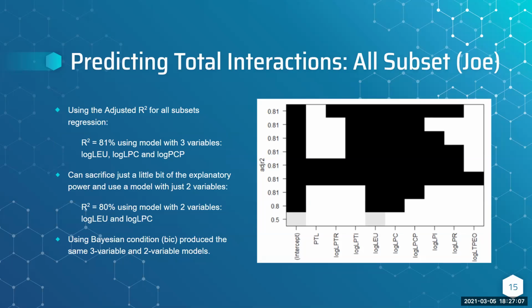My variable of interest was total interactions, which is the total of comments plus likes plus shares. And I started with an all subset regression, and you can see that I can get an R squared of 81% using only 3 variables, or I could sacrifice just a little bit of that explanatory power and get a model using only 2 variables and get an R squared of 80%, which is really good. I also tried it with Bayesian condition and got the same model, same results.